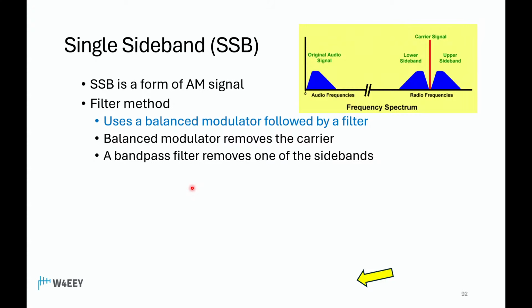So we've got 2 ways to do this. We've got the filter method. Now that uses what's called a balanced modulator. A balanced modulator suppresses the carrier, so we can get rid of the carrier. And then we follow that by a filter to filter out the sideband that we don't want. So a balanced modulator removes the carrier, bandpass filter removes one of the sidebands, and then you can put a lot more RF energy into the one remaining sideband, so you can talk further.